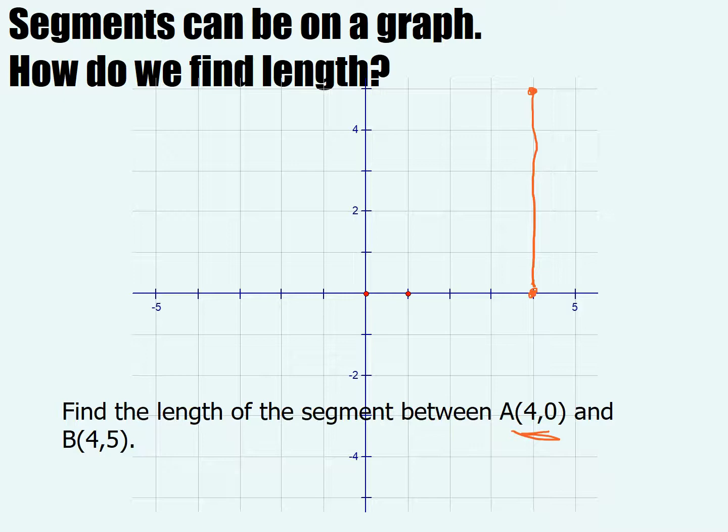Well, some of you might be thinking, well, that's easy. I just have to count the boxes between because this is a straight line. So 1, 2, 3, 4, 5. So the distance from these 2 points would be 5 units.